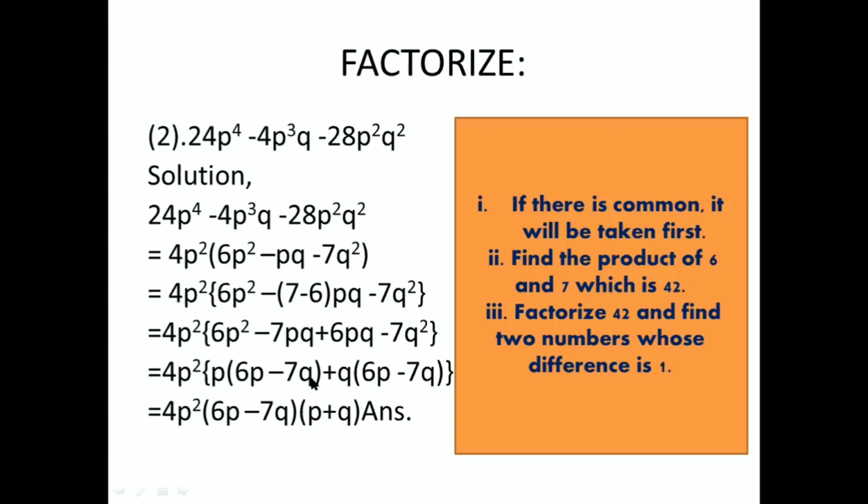Now 6p minus 7q and 6p minus 7q are the same, so 6p minus 7q is common. Now what is left here? Here is plus and here is plus, so this p plus q is left. And altogether they become three factors. One factor is 4p square, another factor is 6p minus 7q, another factor is p plus q. Like this we have to factorize.